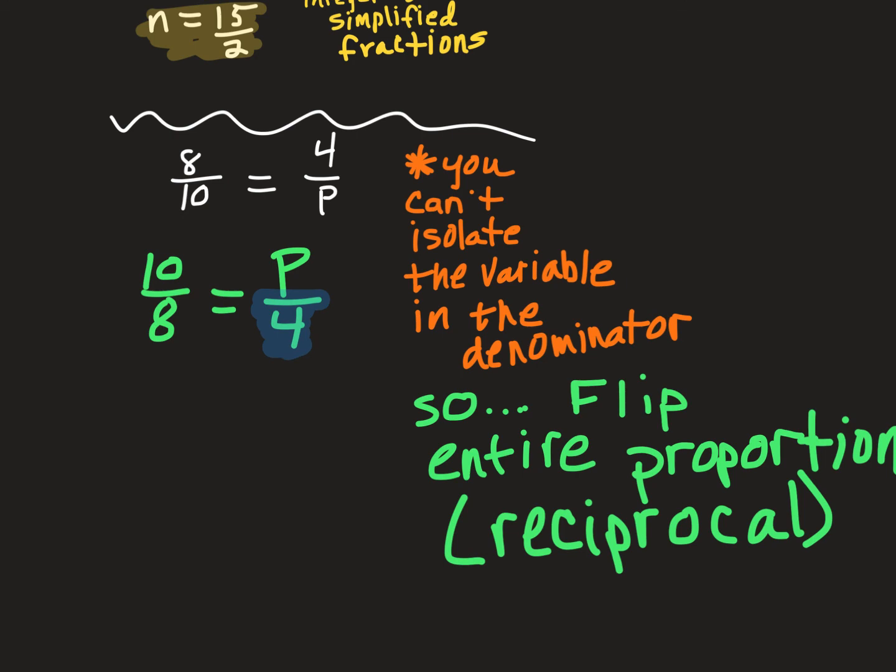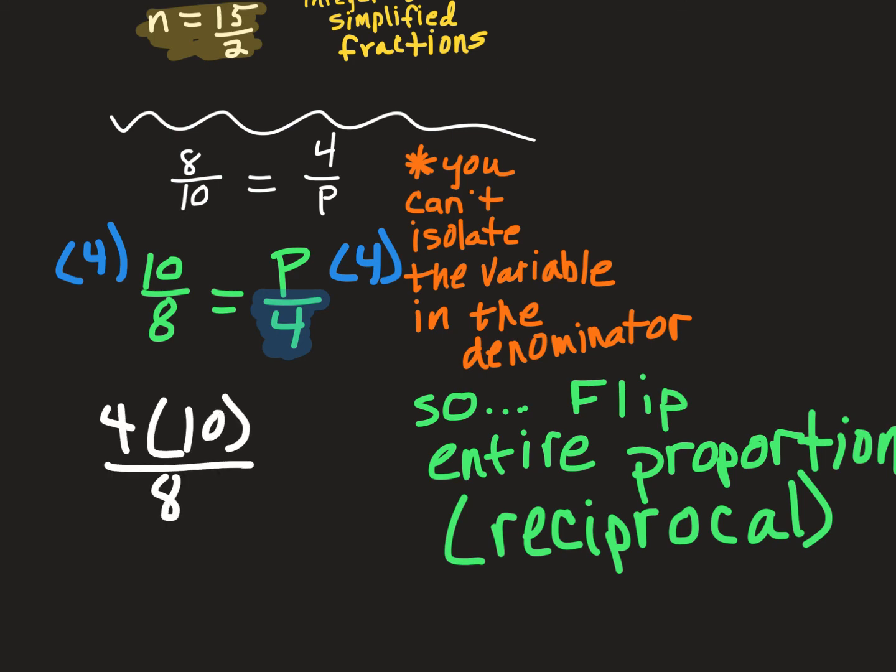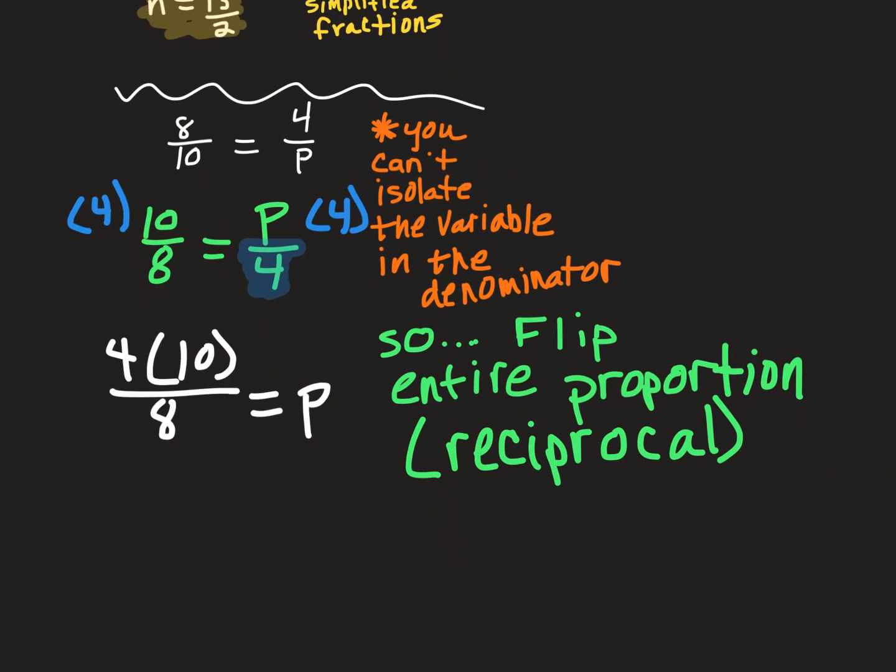P divided by 4, the opposite of dividing by 4 would be multiplying. So you would do exactly the same thing you did before, where you cancel out dividing by 4 by multiplying by 4. So in this case you would do 4 times 10 and divide that by 8, and that will give you P, since the 4's cancel out on the other side. So what's 4 times 10? 40. What's 40 divided by 8? 5. Exactly. So 5 is equal to P.